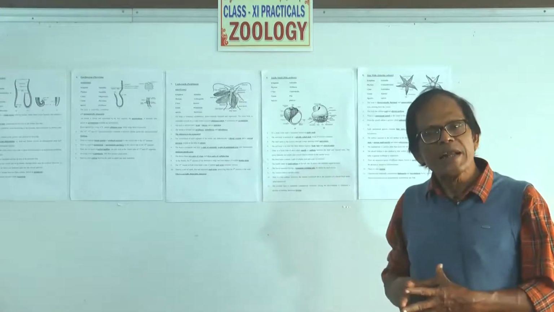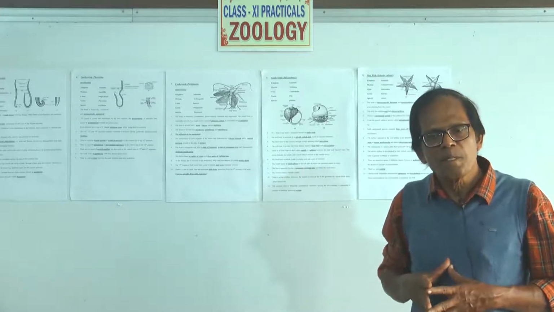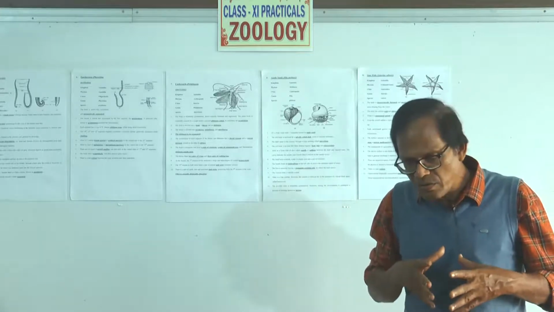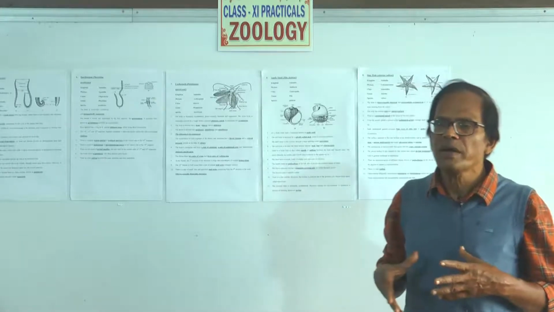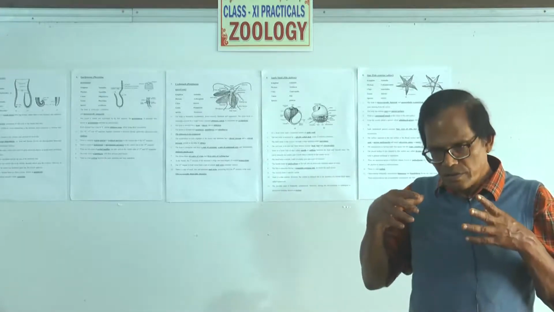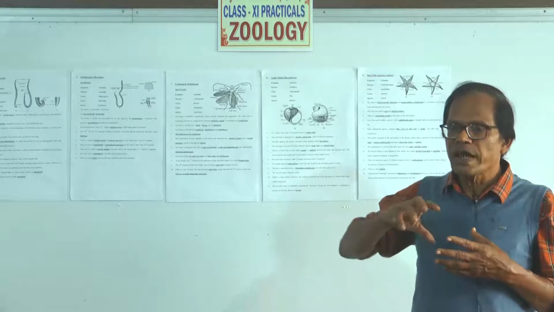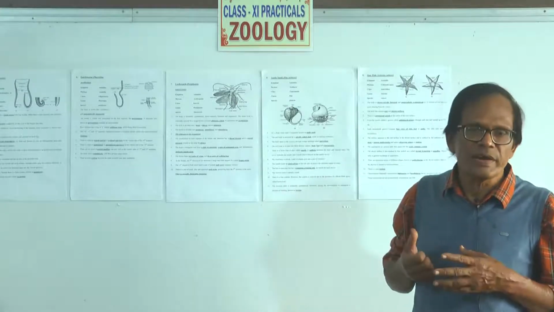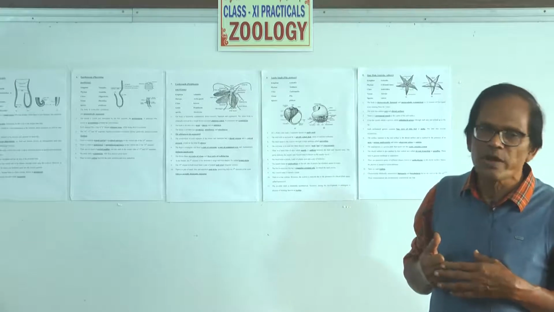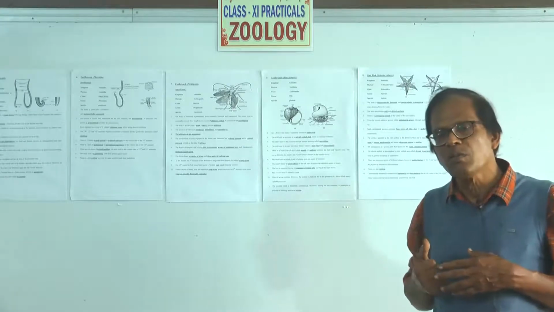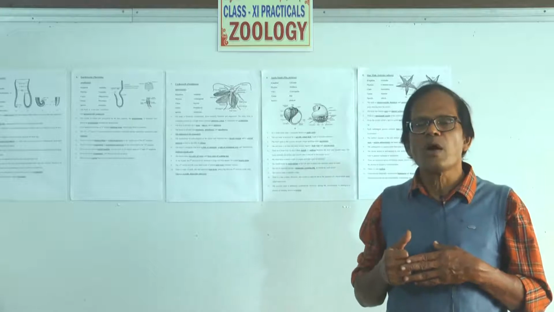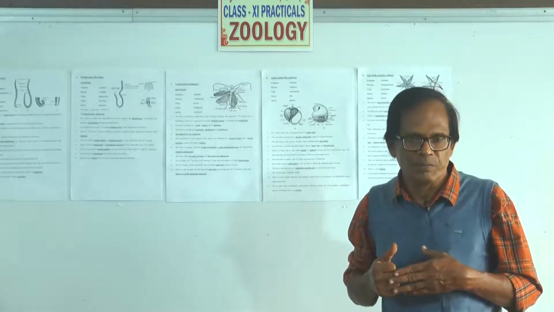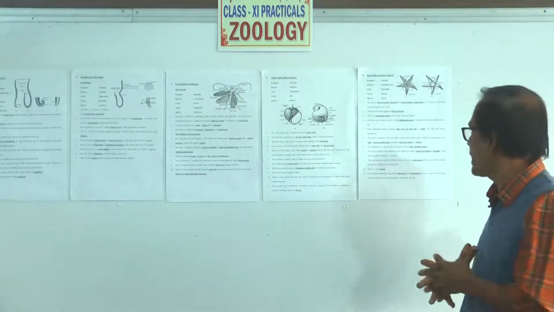The juvenile Pila is bilaterally symmetrical. But when it undergoes further development, it undergoes torsion, there is a twisting of the body, and then it becomes asymmetrical. This is a very peculiar phenomenon associated with the phylum Mollusca. It is not found elsewhere in the animal kingdom, only in the phylum Mollusca.